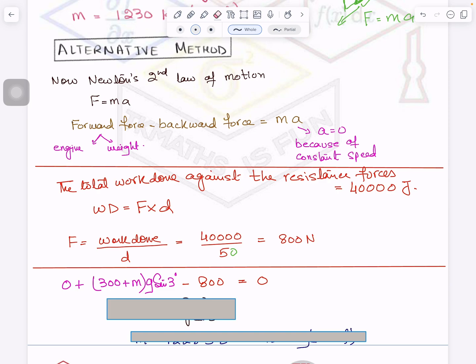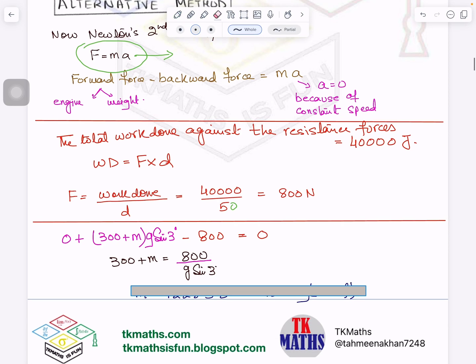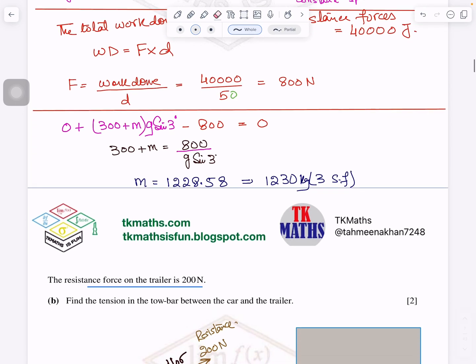So now when you will apply the formula, in the formula all these values, it will be again, this is your backward force 800 and forward force is 300 plus mg sine 3 degree. Again I am adding the masses. We are taking this as a system. And why did I write here 0? Because in Newton's second law, F is equals to ma. Here your acceleration will be 0. What is the reason? Because the speed was constant, right? So now if you solve it, you will get the same m. This is what I have explained you by two methods.